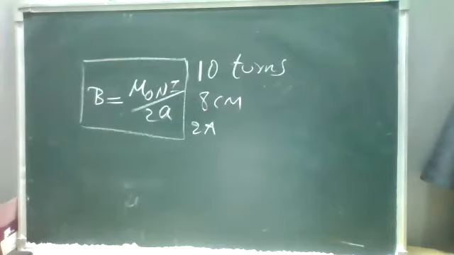Okay, try to find the magnetic field. So mu naught, N, i, and the distance. A is nothing but your radius. Convert everything into meters. Try to find.